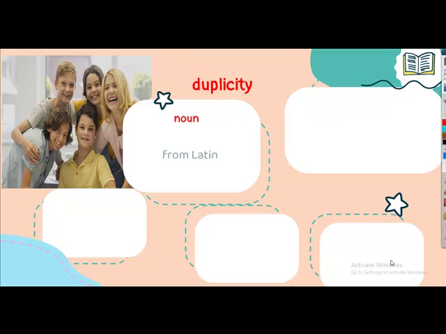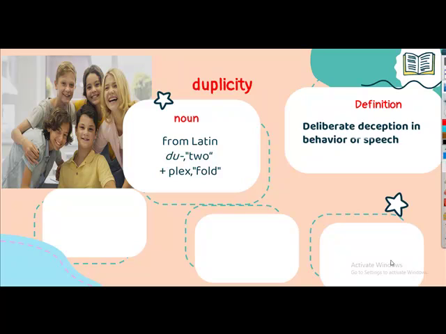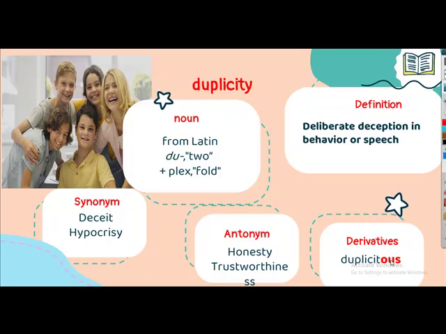Duplicity is a noun. It means deliberate deception in behavior or speech. Deliberate means to be intended. So duplicity here means deceit or hypocrisy. The antonym, of course, would be honesty, trustworthiness. Duplicitous is the mentioned adjective.